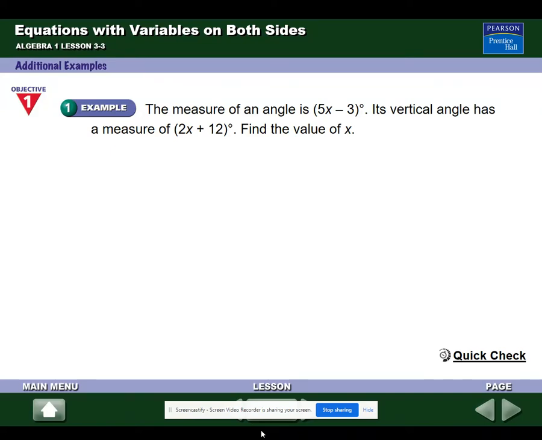Algebra 1, Section 3.3, equations with variables on both sides. Let's just look at a few examples. Here you have the measure of an angle is 5x minus 3. Its vertical angle has a measure of 2x plus 12.